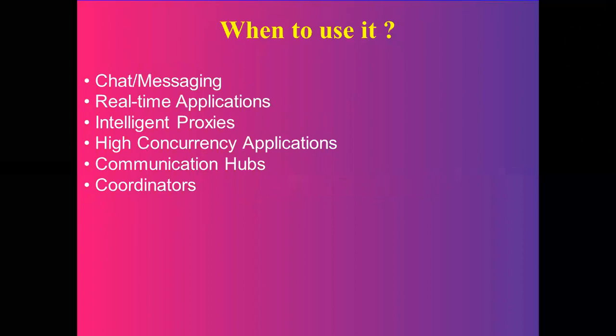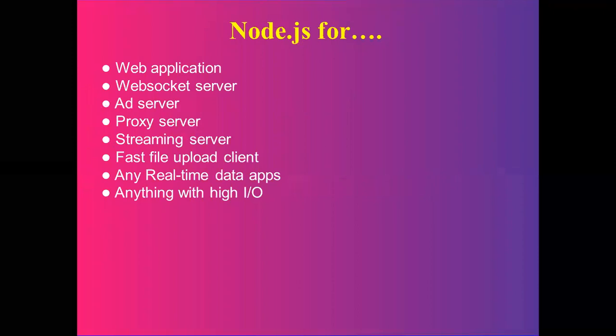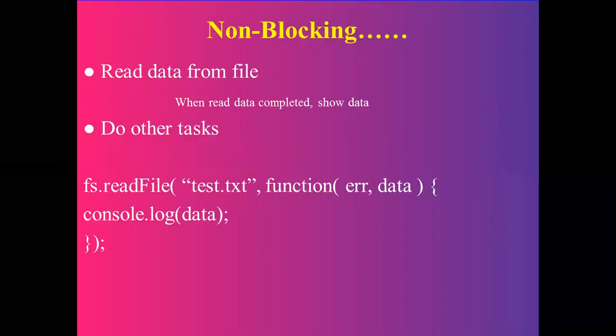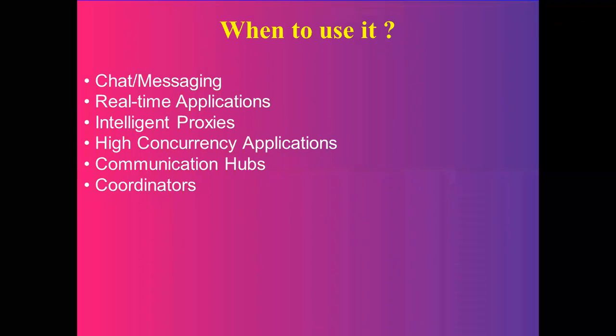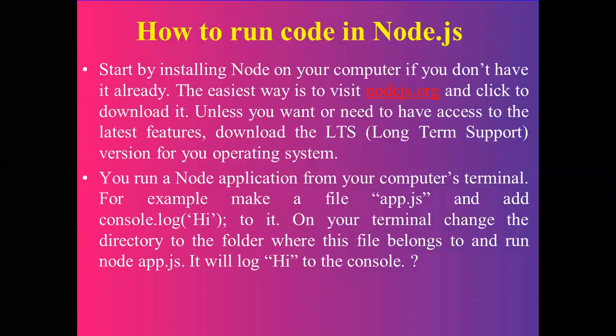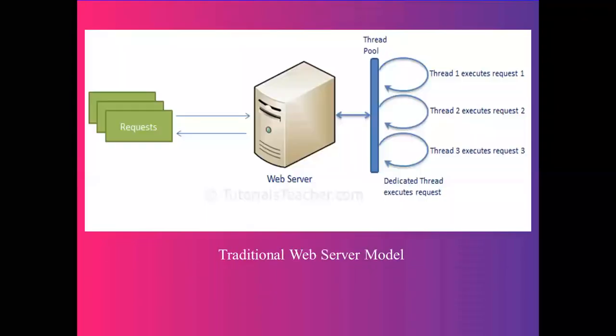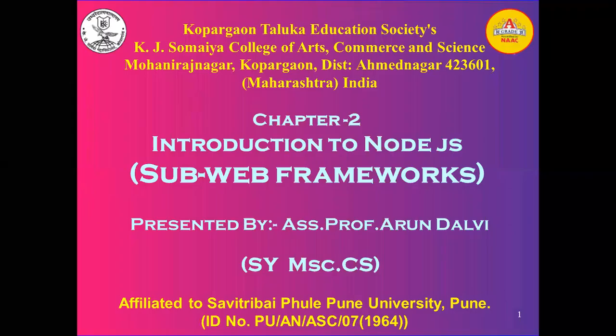When to use this, or what are the applications that Node.js is used for? Web applications, socket servers, ad servers, proxy servers, then streaming servers. For server-side scripting, we are going to use Node.js. We can also use it for applications like chat applications, messaging applications, real-time applications, communication hubs, then concurrency applications and coordinators. For that, we are going to use Node.js. So this is the end of your second chapter, that is, the introduction to Node.js.